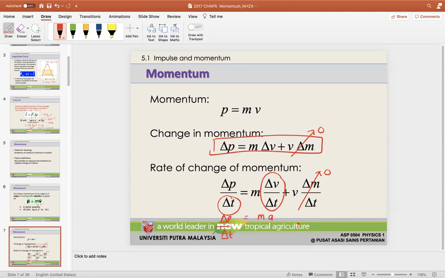So if I were to rearrange this, this becomes delta P equals MA delta T, which is F delta T, which is I. Yay. So again, I proved to you that I is just delta P or F delta T. So this is the equation that you need to remember apart from P equals mv. Okay.